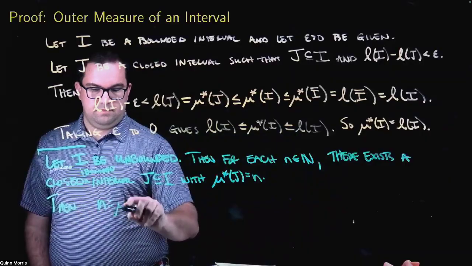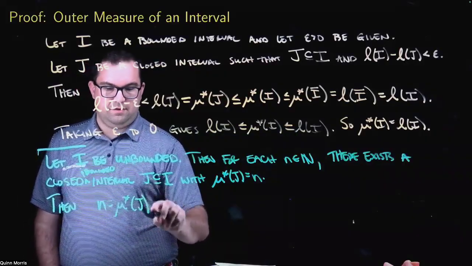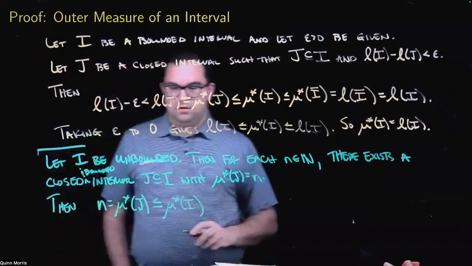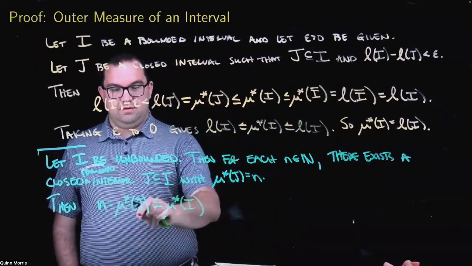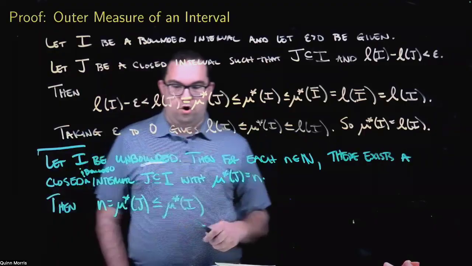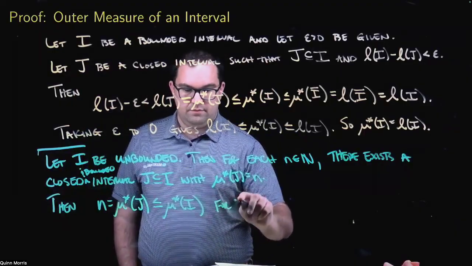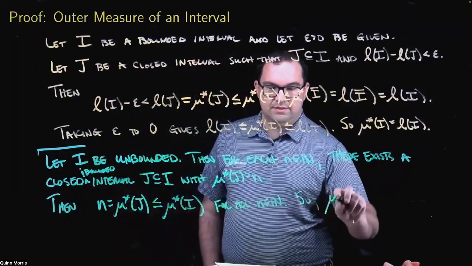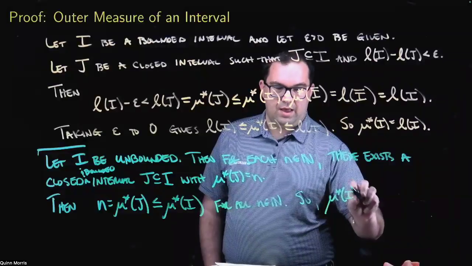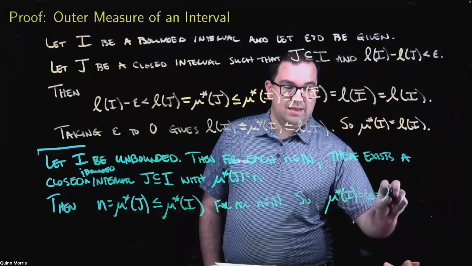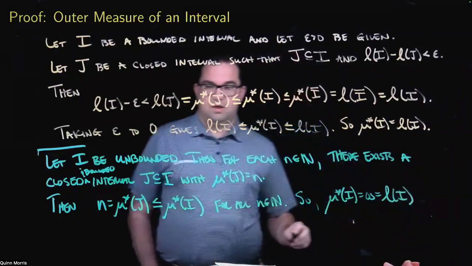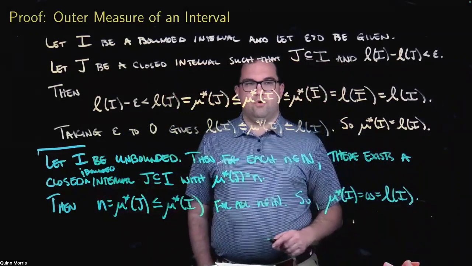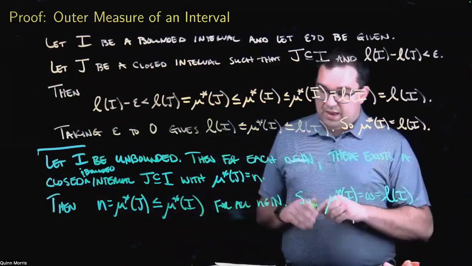So we have n is the outer measure of J, which by monotonicity must be less than or equal to the outer measure of I. But I now have that the outer measure of I is greater than or equal to n for all natural numbers n. So this holds for all natural numbers n. And the only way that can happen is if the outer measure of I is infinite, which is the same as the length of an unbounded interval. Okay. And so now we get the result for unbounded intervals. Okay. And that completes the proof, right?